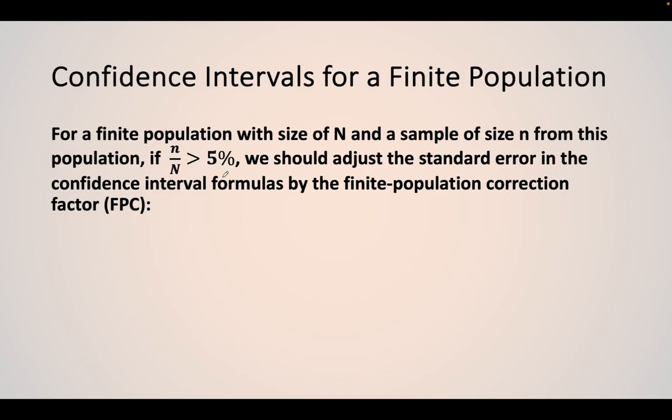This rule says if we have a finite population of size uppercase N, where uppercase N is the population size, and we select a sample of size lowercase n from this population, and the ratio between sample size and population size is more than 5%, I need to adjust the confidence interval formula by the FPC factor.